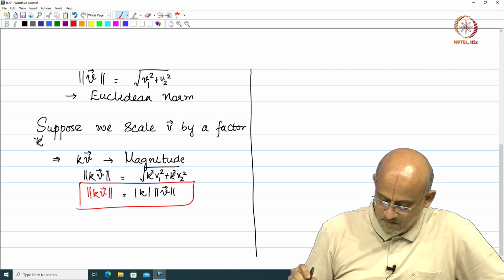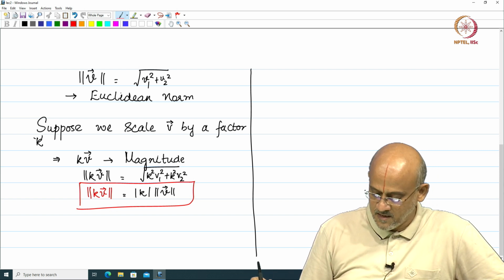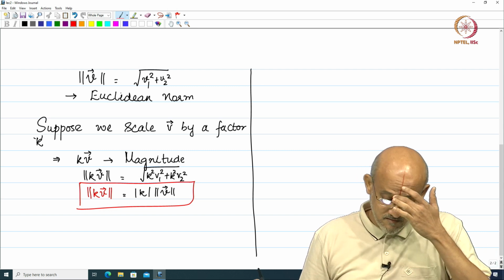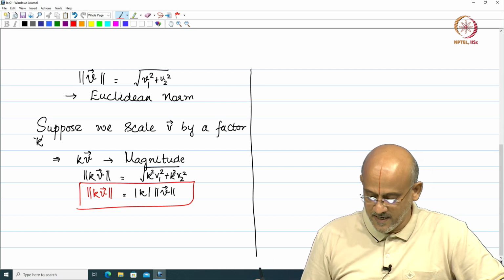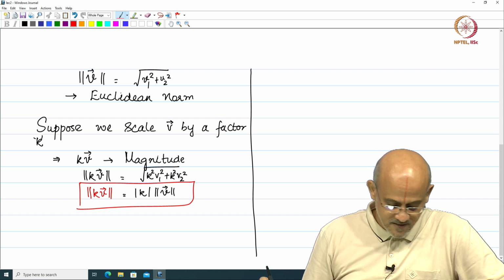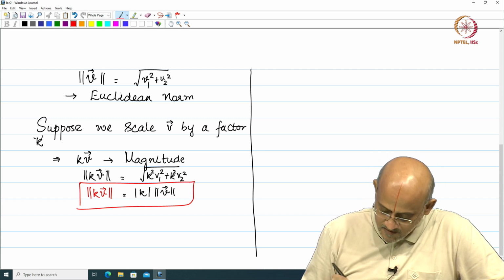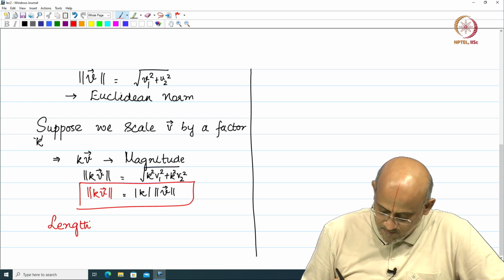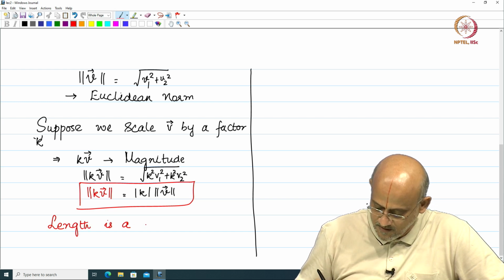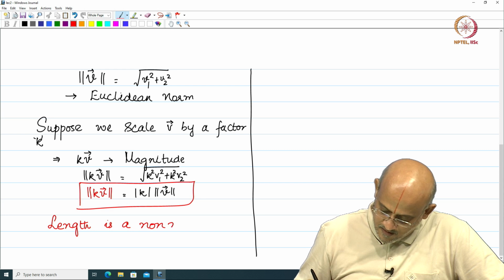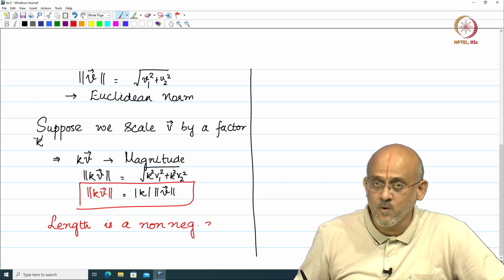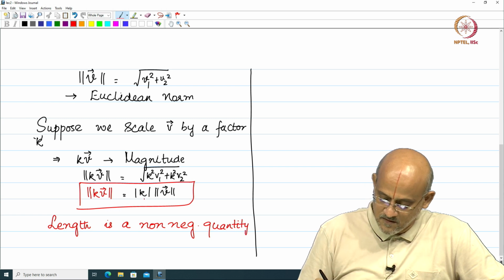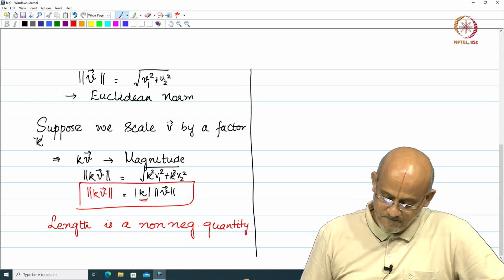One interesting thing that we observe here is we take the absolute value of k. That means even if you use a scaling factor which is negative, we take the absolute value for the simple reason that length is a non-negative quantity. The length is always a non-negative quantity, and therefore this absolute value of k makes sense there, right.